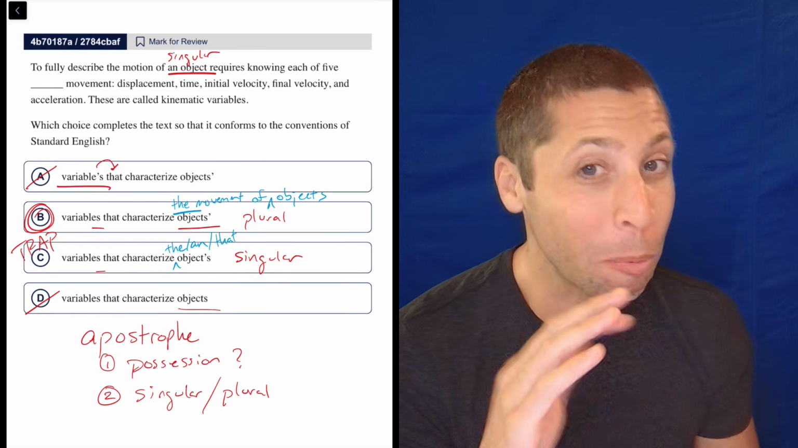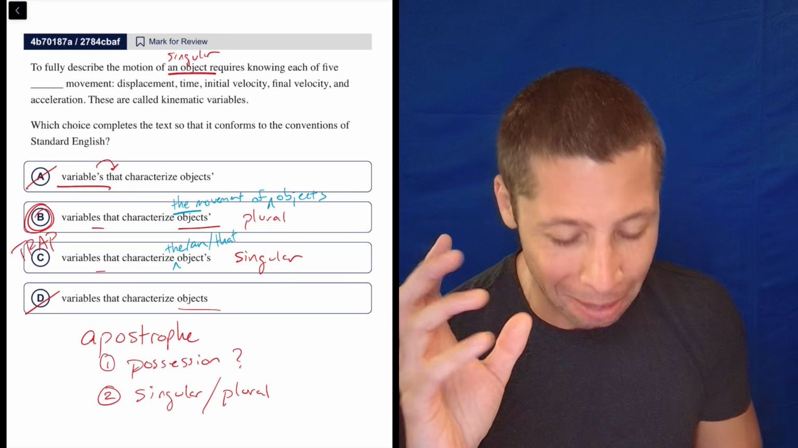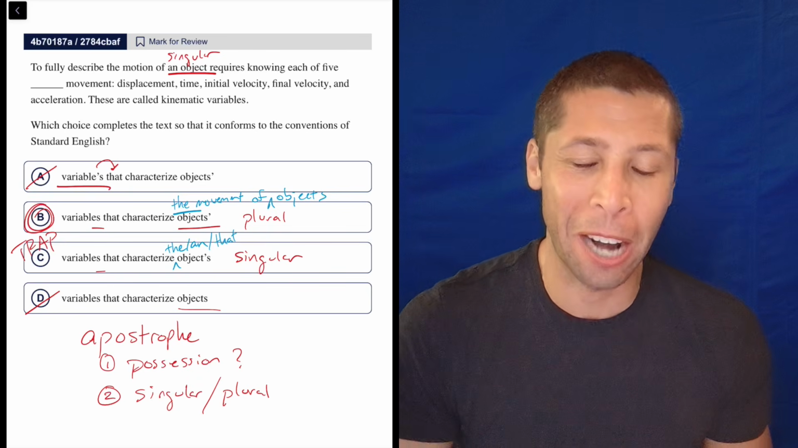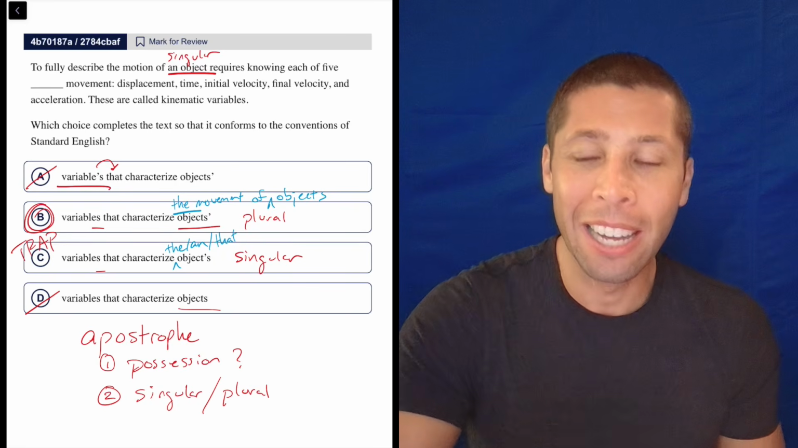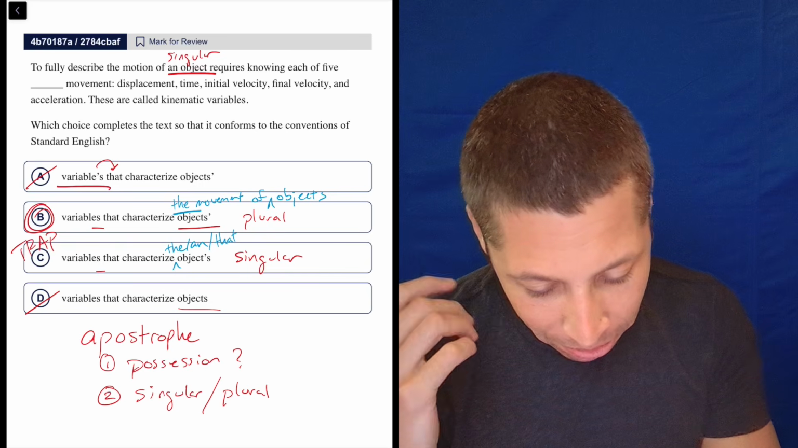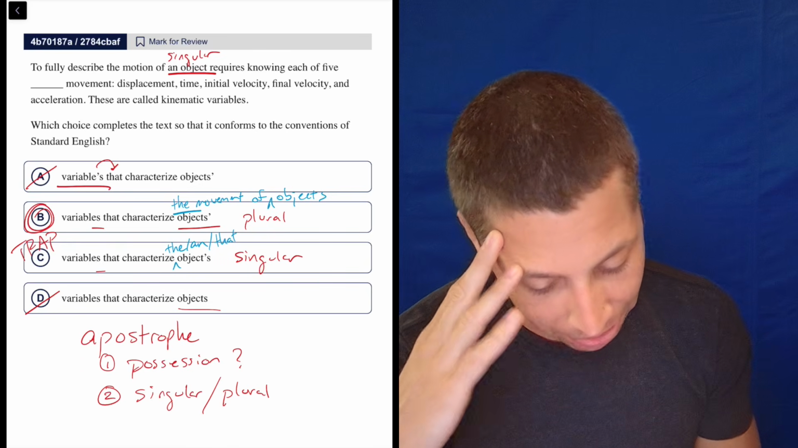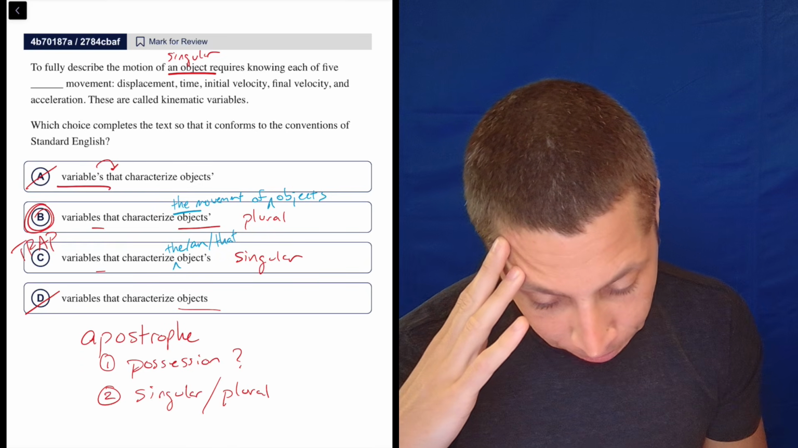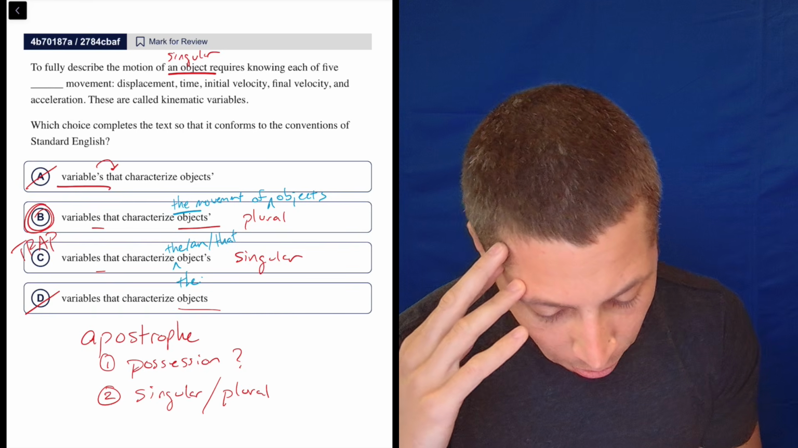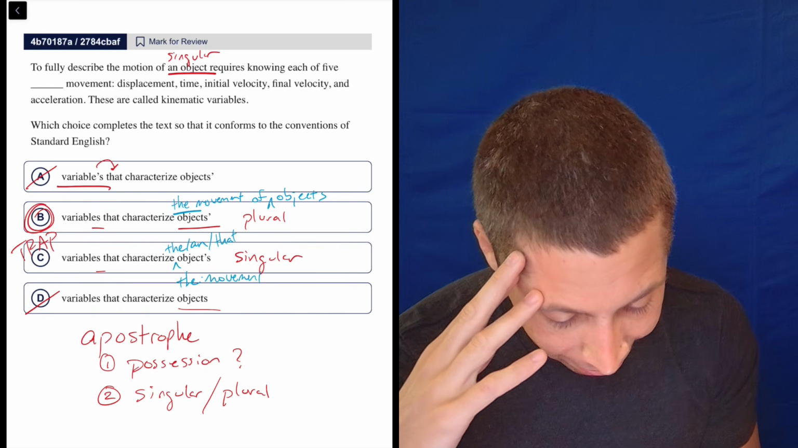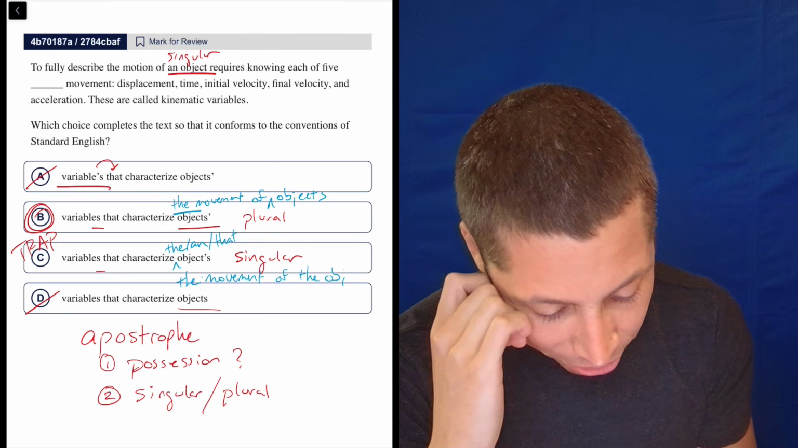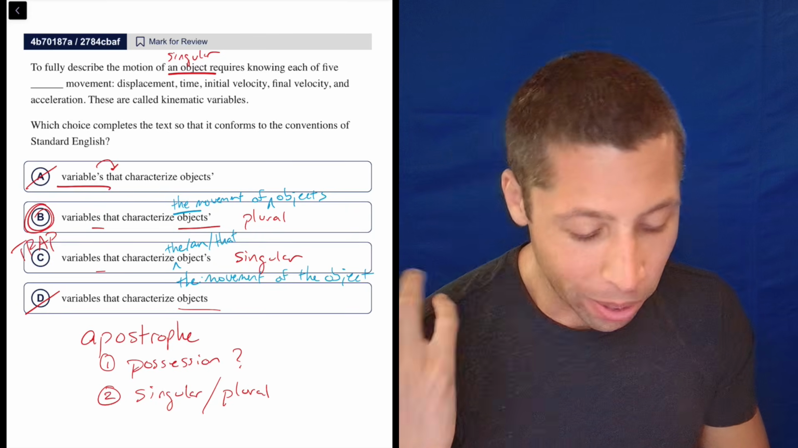There's no multiple objects. There's one kind of hypothetical object we're talking about earlier. And so if we wanted to make a sentence that kind of refers back to that singular object, then we can use a word like "the," which is kind of pointing us towards it, right? And so if I try to do the same thing with C, oh my God, this is getting messy. I could say it requires knowing each of 5 variables that characterize the movement of, I would need to say the object.